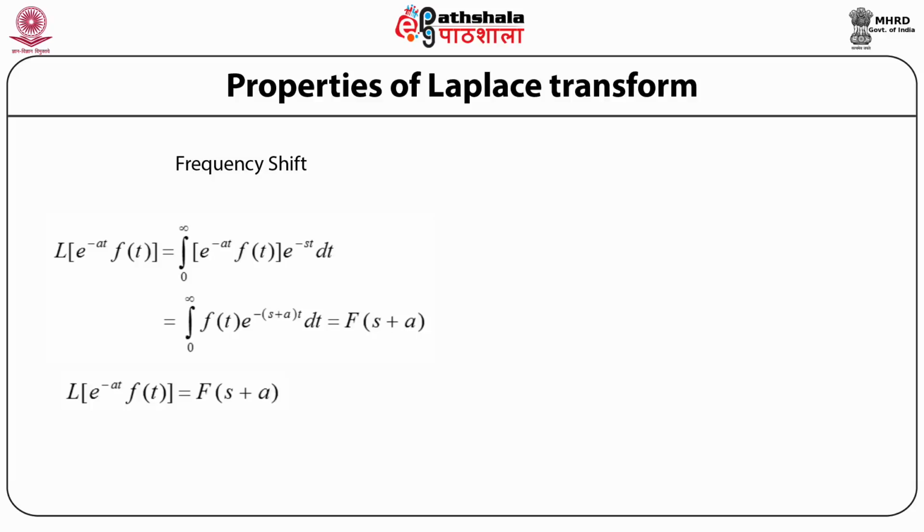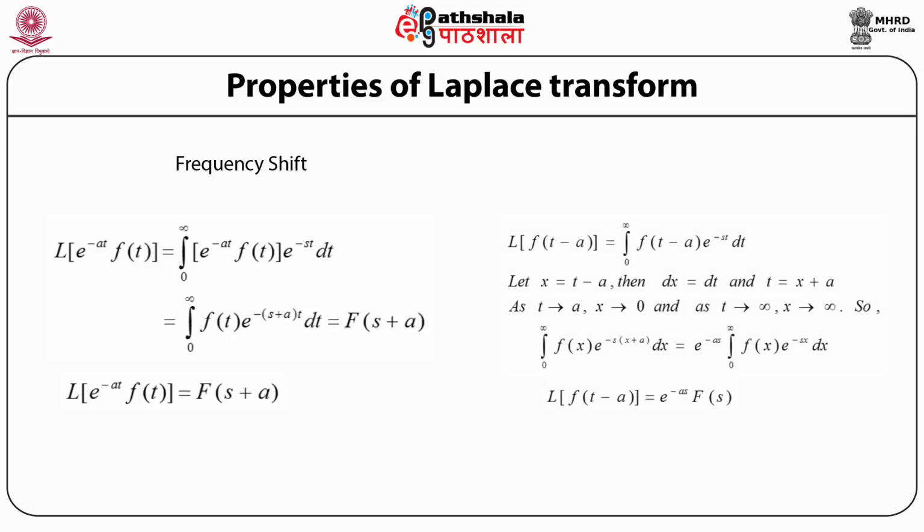Once you do the operations as shown, e power minus at f of t, then you multiply it by e power minus st dt and integrate from 0 to infinity. Then you can actually add the minus st and minus at, and it becomes f of s plus a. Now that's the frequency shift.